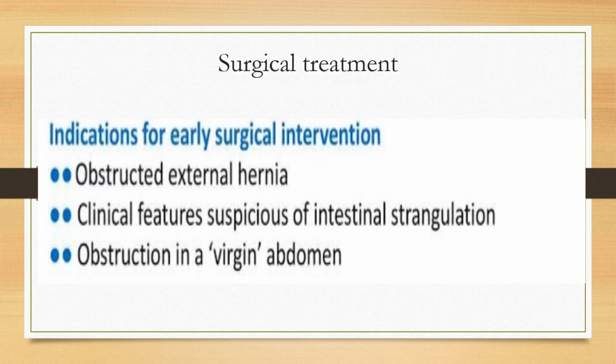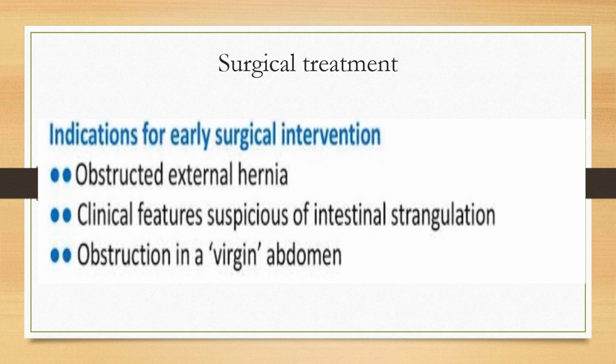Now the surgical treatment. The indications for early surgical intervention are usually the obstructed external hernia and clinical features suspicious of intestinal strangulation. If you think there is some compromise of the blood supply of the bowel, then it is better to go for early surgical intervention, because it can lead to gangrene of that segment, which has compromised blood supply, and bowel necrosis.